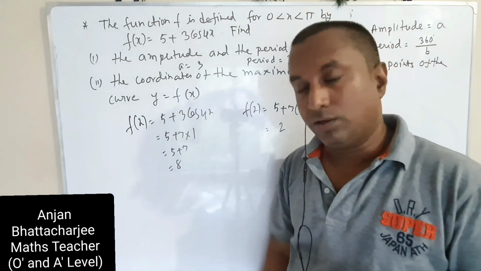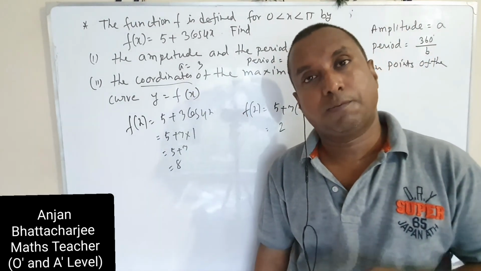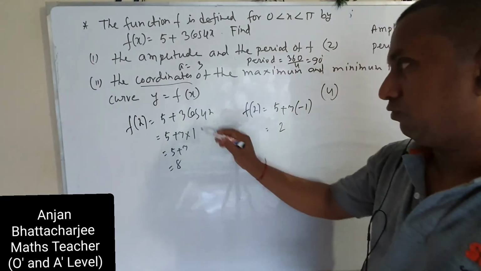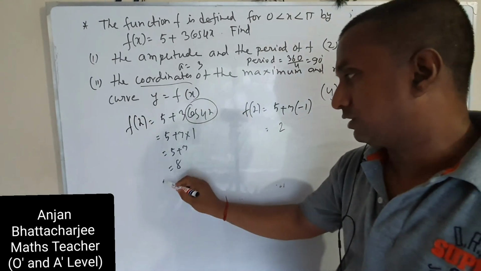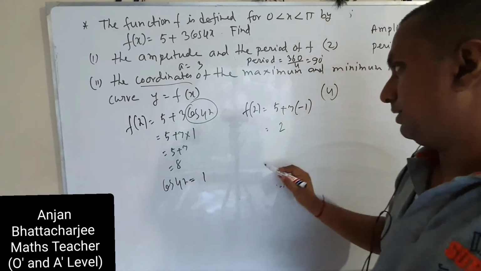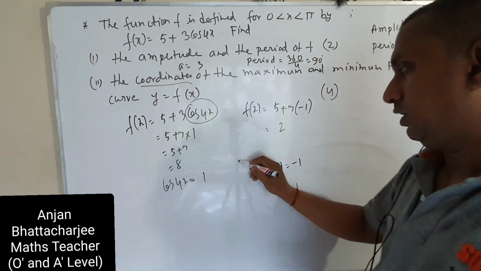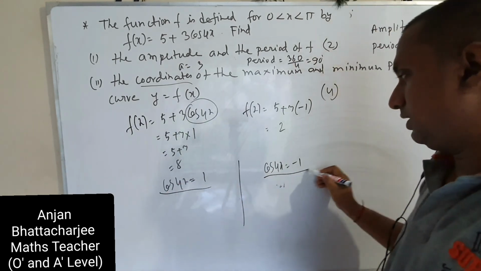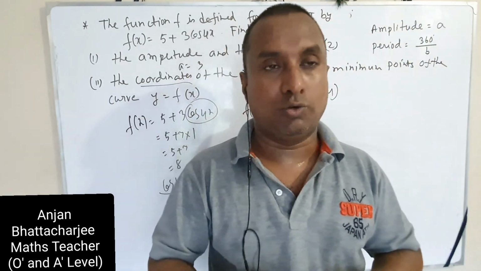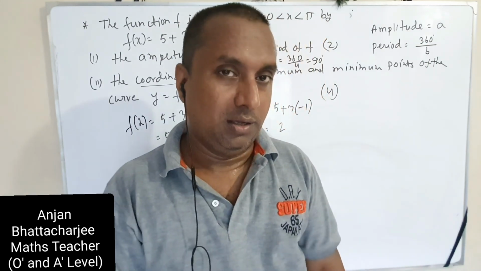Now we need to find out coordinates. For this reason we need to find out the x values. For this reason we will just write what values we have put here. Cos 4x equals 1, and same as cos 4x equals minus 1. So I will explain these things later on. For this reason you need to know trigonometric equations. Those who know trigonometric equations can solve it very easily.